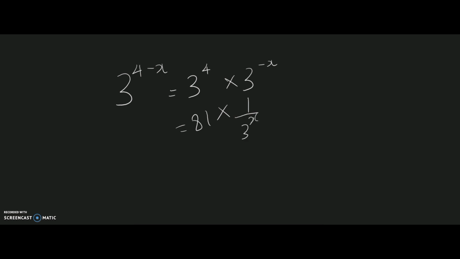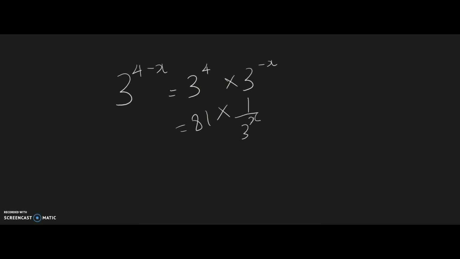So 3 to the power of 4 minus x is actually equal to 3 to the power of 4 multiplied by 3 to the power of negative x. Well, 3 to the power of 4 is 81, as we know. And now we have to use the law of negative exponents to solve the rest of this expression. So 3 to the power of negative x, as the law denoted just now, is actually equal to 1 over 3 to the power of x. The positive form is in the denominator because it's a negative exponent.